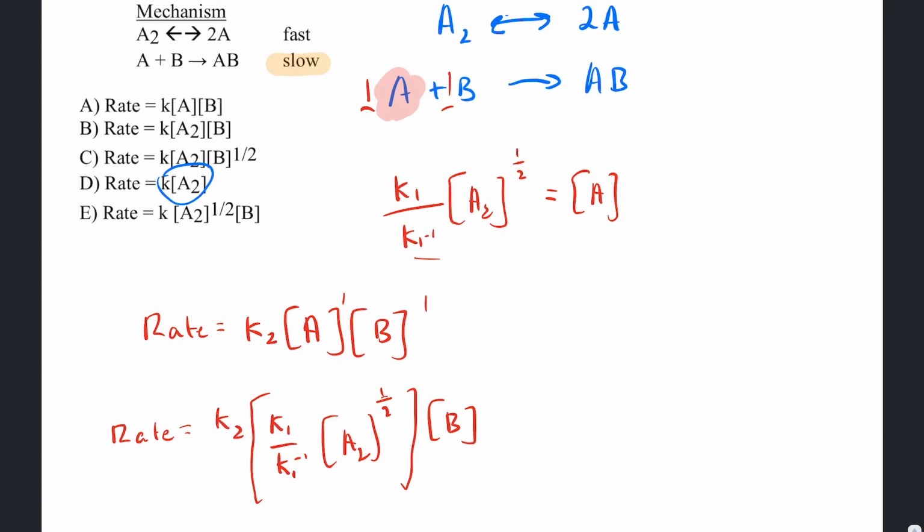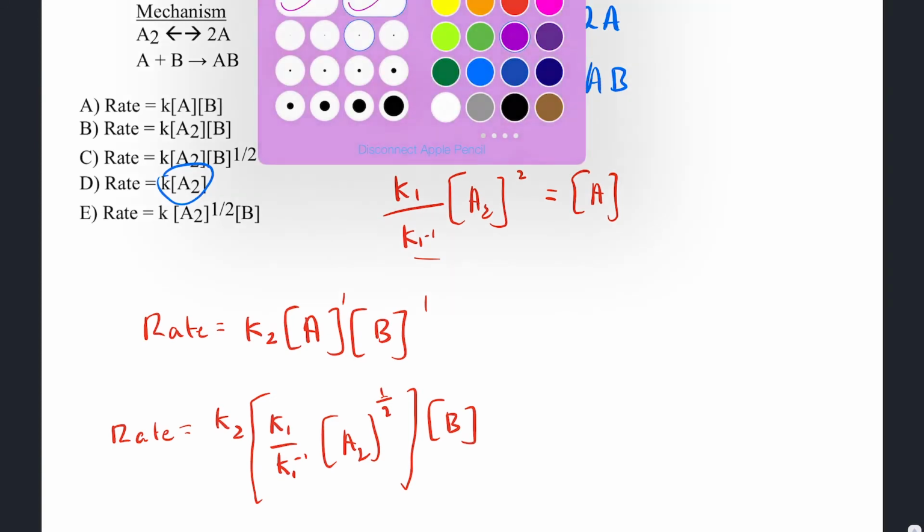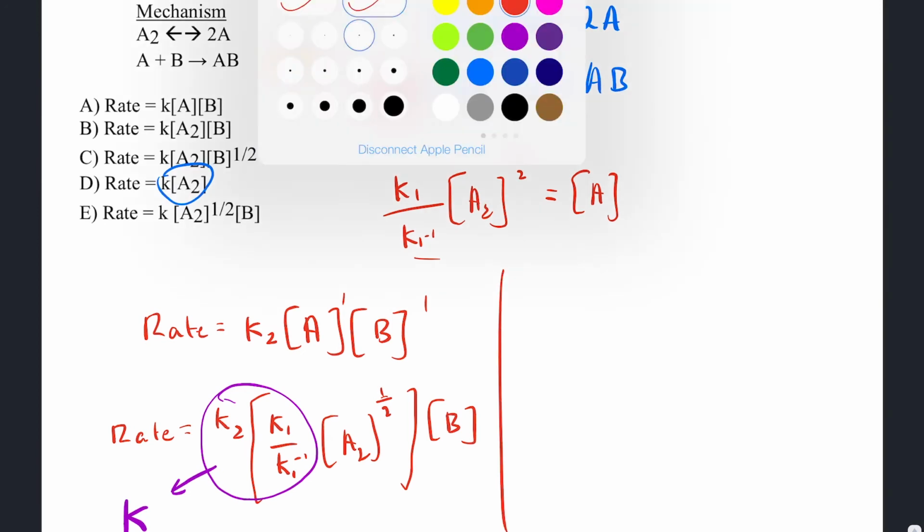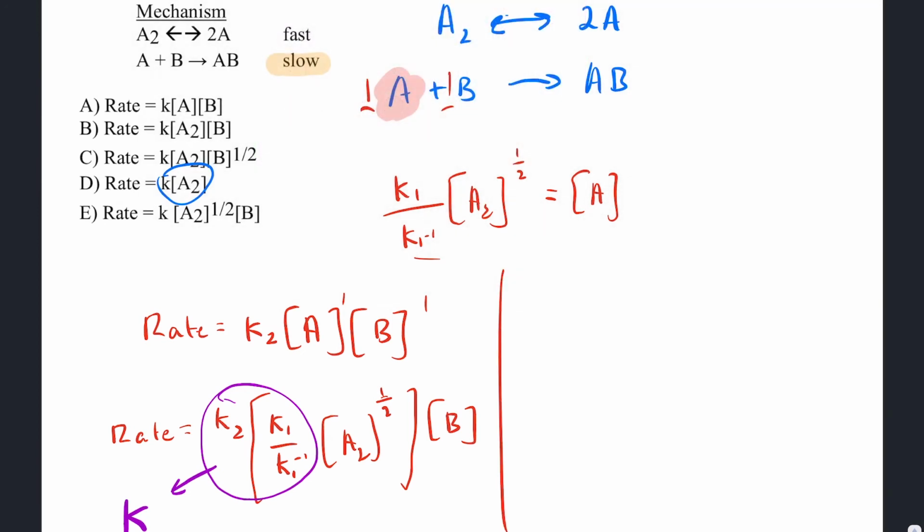Okay, so let's worry about something really quick. All of these K's are just kind of arbitrary constants, so I'm just going to combine them all into one big K, because they're all just arbitrary constants, so it doesn't really matter. They're all dependent on temperature, so we don't really care. Okay, so my overall rate law at the end is rate is equal to big K, and it's going to be A sub 2 to the 1/2 power and B.